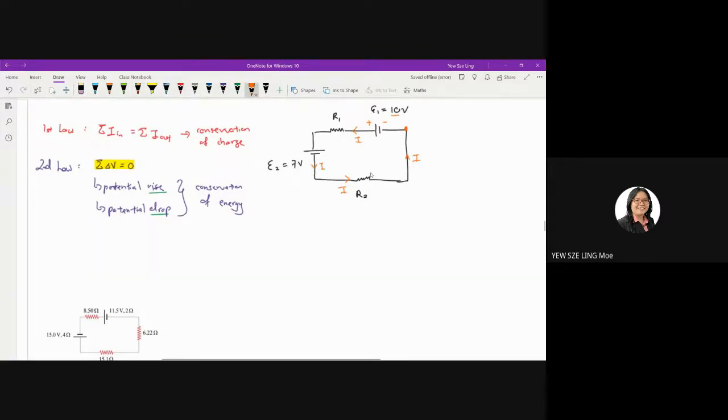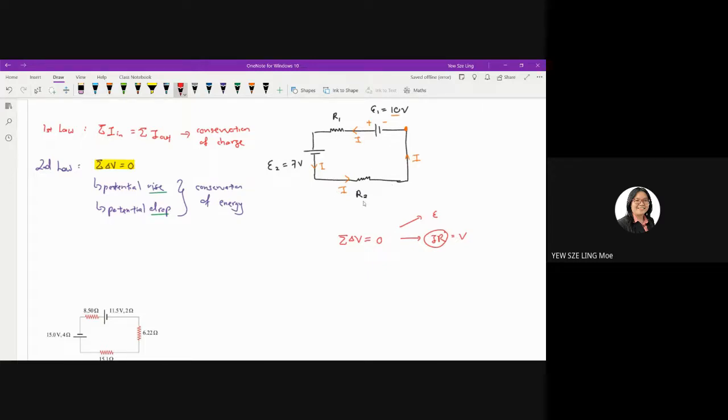Since this one involves just one loop, we cannot use the first law. So we are going to apply Kirchhoff Second Law. According to Kirchhoff Second Law, we have summation delta V equals to 0. So what we want to check is what happens in EMF, and what happens when the current passes through the resistor. What happens to the potential, which is the IR. This IR is because it is equal to V. So we want to see what happens to EMF, and what happens to V across every resistor.